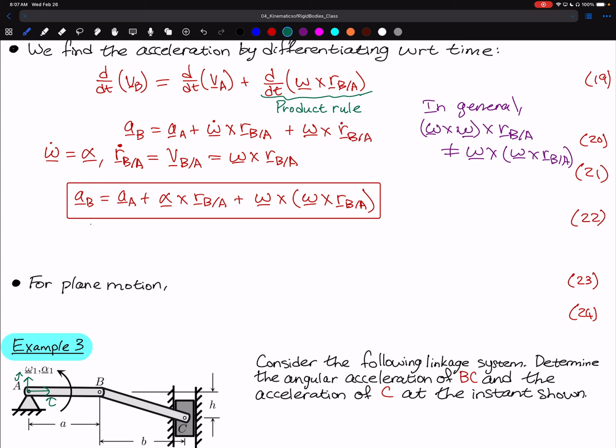So like I said, this is the acceleration in general.